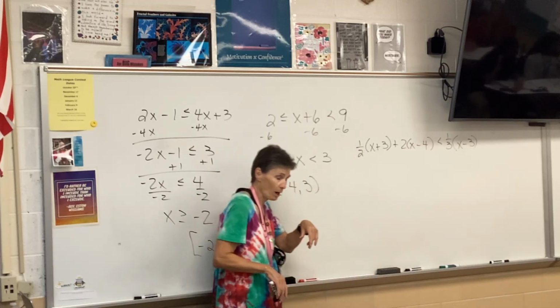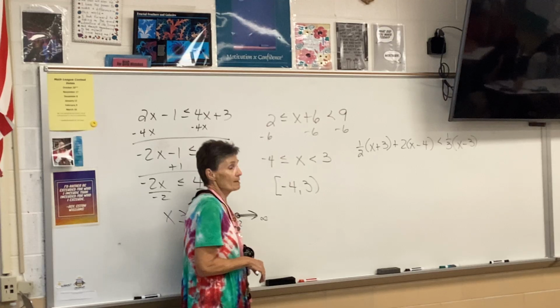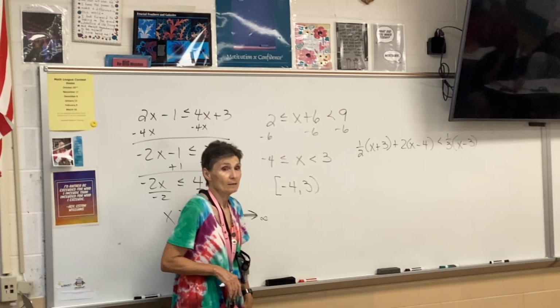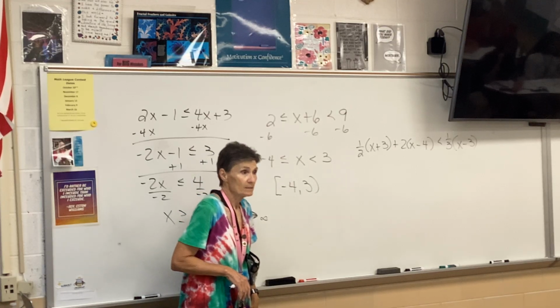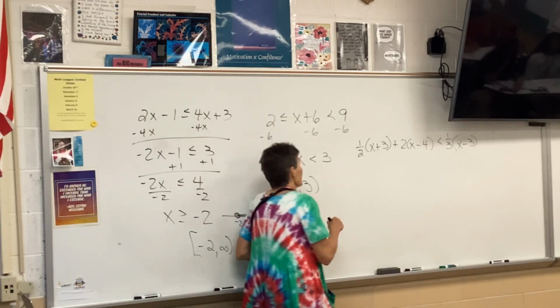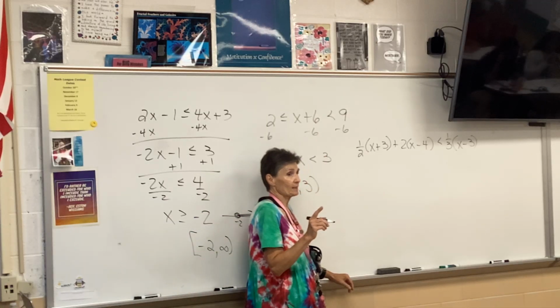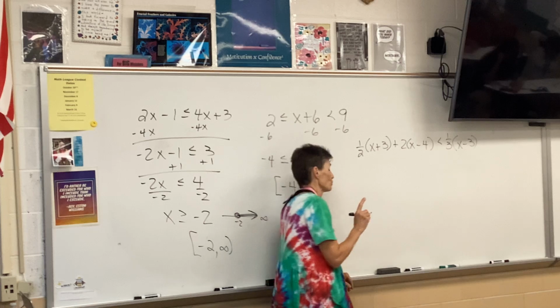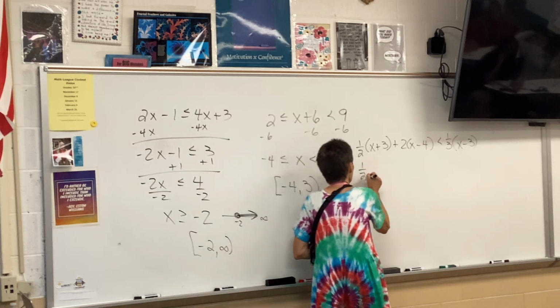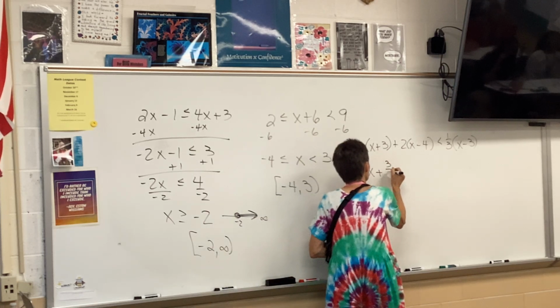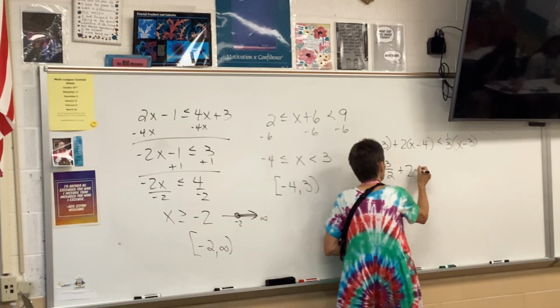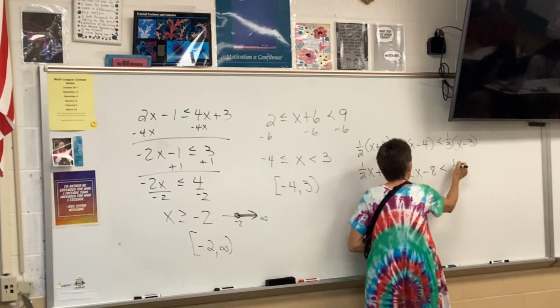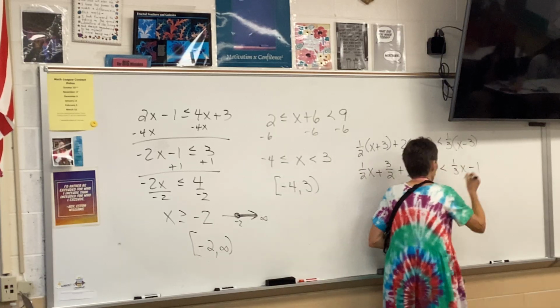All right, anyhow, we gotta do this problem right here. This is a massive problem. I am going to start by distributing. Now, you do not have to start that way, but I think that is the most straightforward way. So 1/2 x plus 3/2 plus 2x minus 8, 1/3 x minus 1.